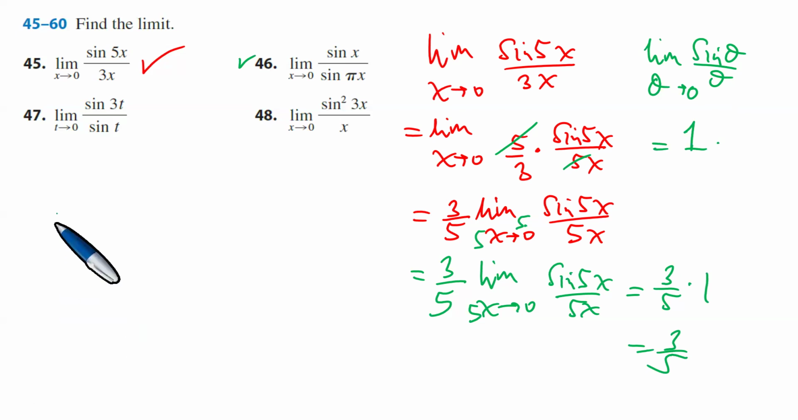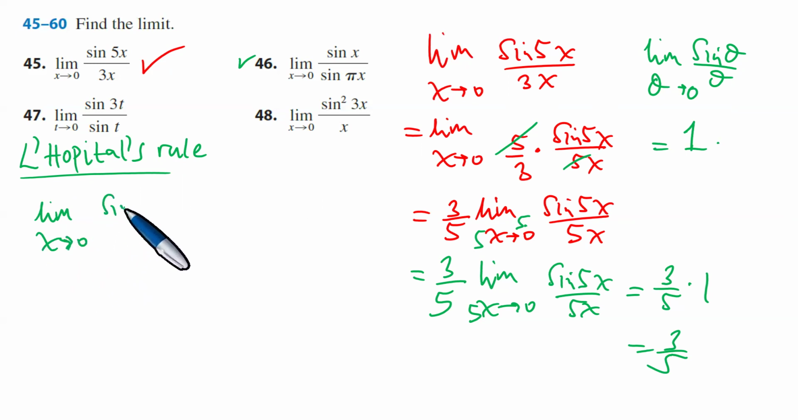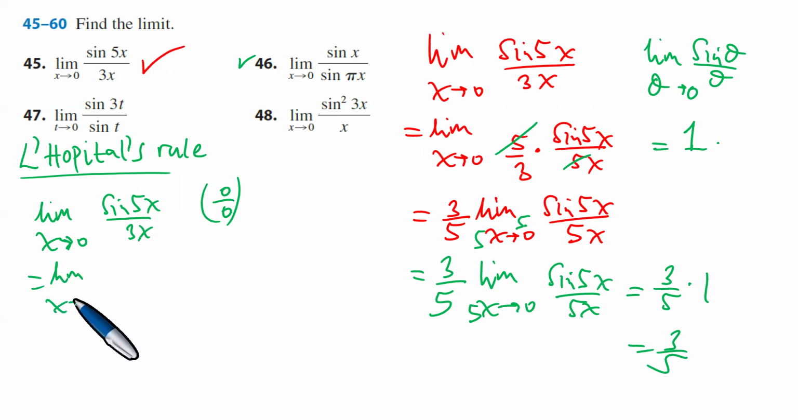First things first, have you ever learned L'Hopital's rule? Yes, I have learned L'Hopital's rule. Okay. Using L'Hopital's rule, you have the limit as x approaches 0 of sine of 5x over 3x, which is 0 over 0.